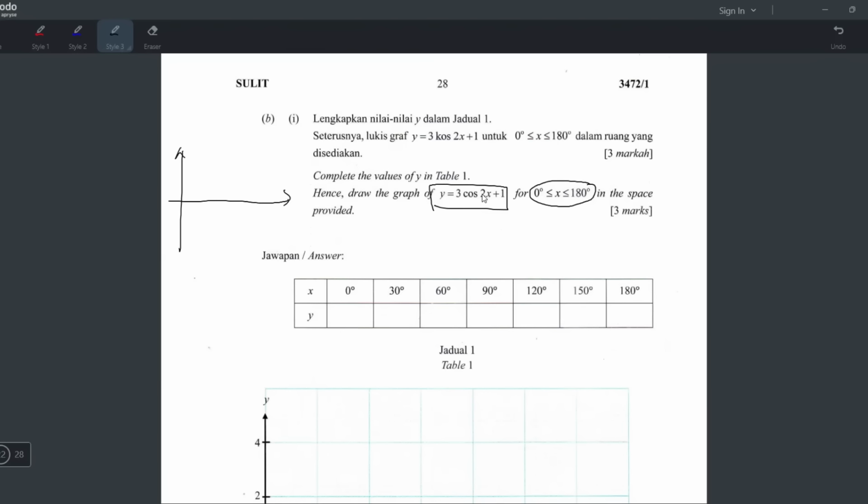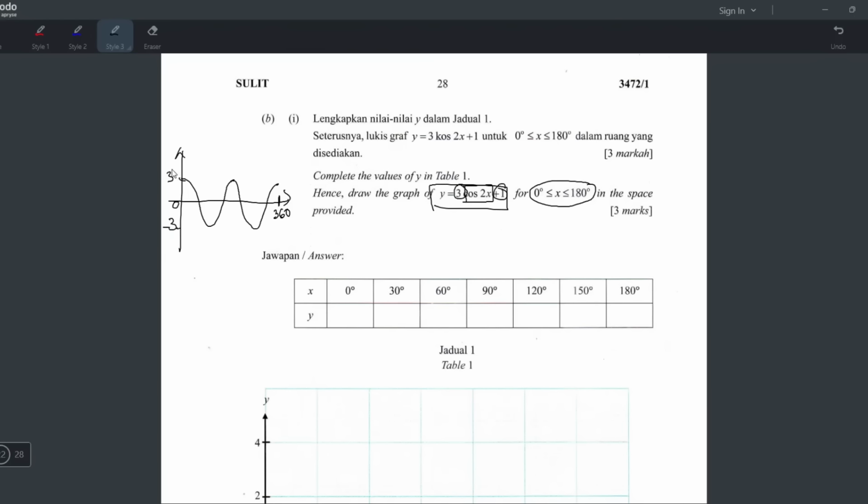Alright, so first we will focus on the cos 2x, and what that means is you have to draw 2 cos graphs like that, and it will finish at 360. And then the amplitude will be 1, -1. But now we will look at the 3, so that means this one has to change to 3, -3. Now the +1 means the whole graph has to move up 1 unit.